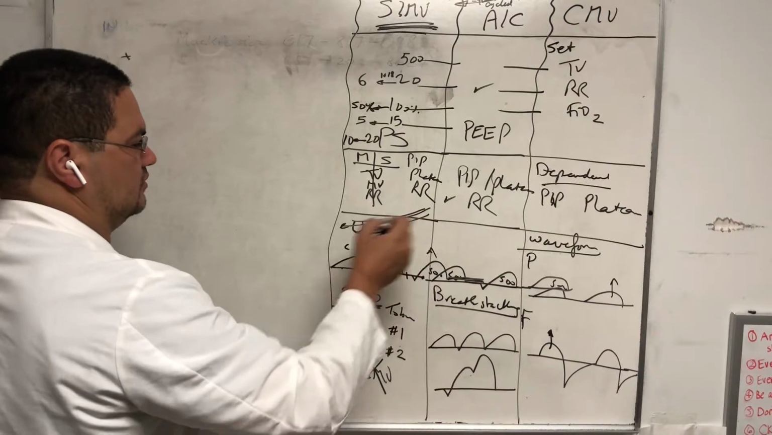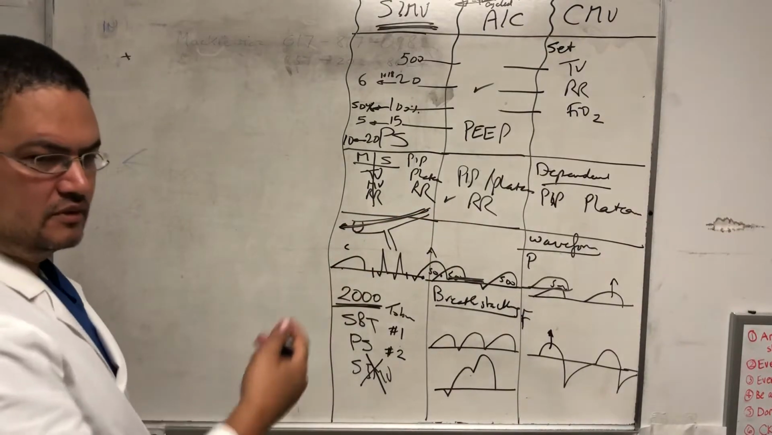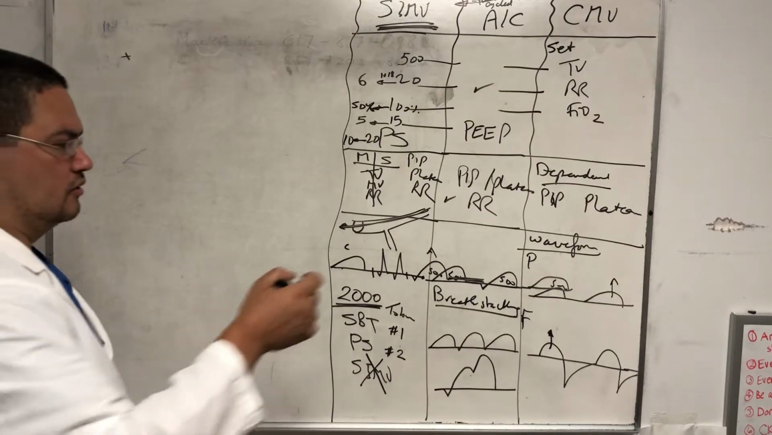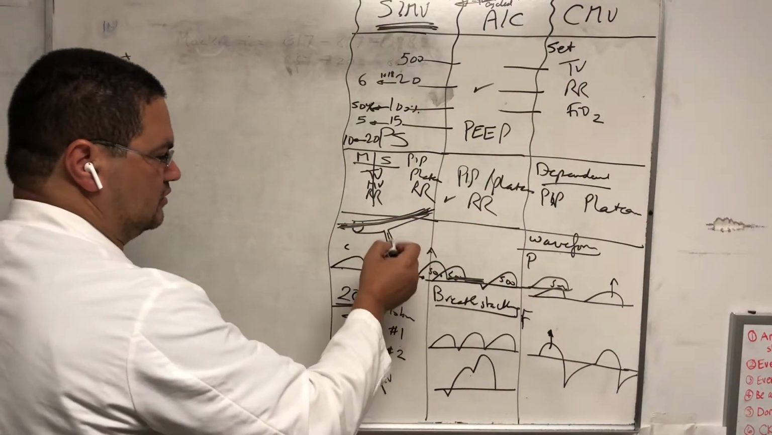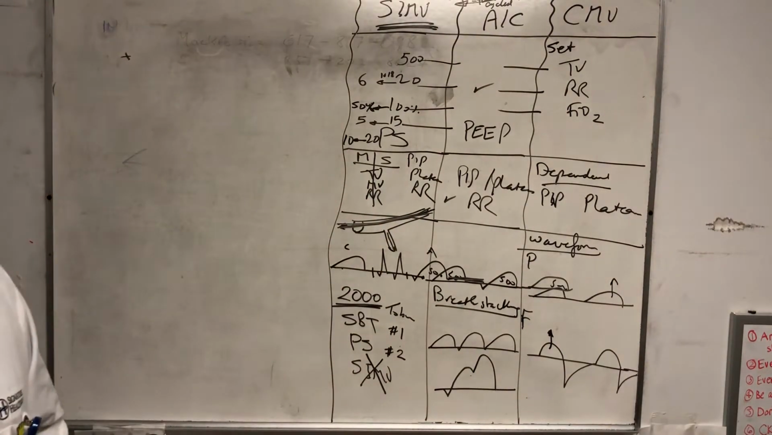You guys know the T-piece? It's basically a blow-by. It's not a vent, it just goes from the wall. You get the tubing, it looks like vent tubing, and it just delivers oxygen like this, and the patient can suck in through the endotracheal tube whatever they want to breathe.